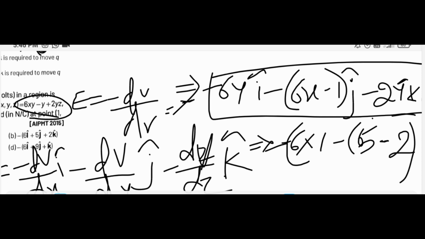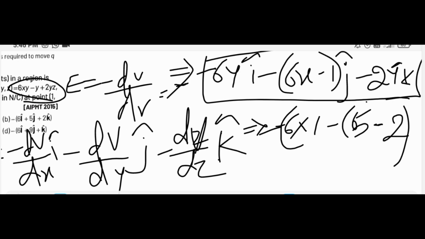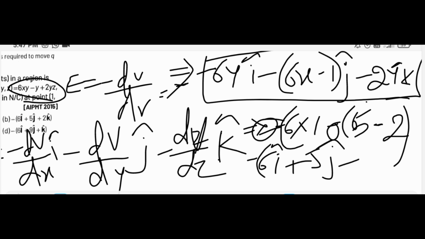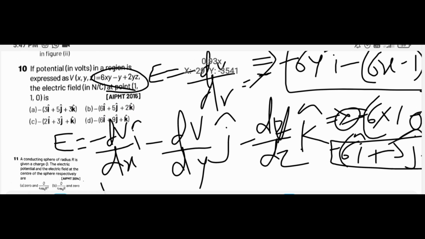See, once options are all given in terms of a minus, so take out the minus outside. If you take out the minus outside, you will be left with 6 i cap, where minus into minus will be giving a plus, that is 5 j cap. Again minus into minus, which will be going to a plus, which will be 2k cap. So the answer will be minus of 6i plus 5 j cap plus 2k cap. So the answer will be option B.